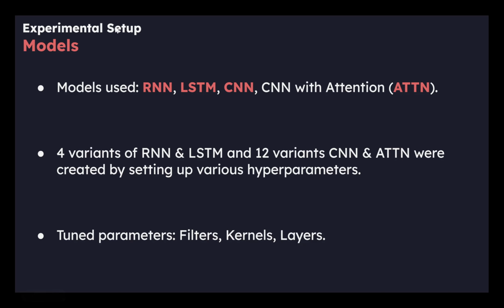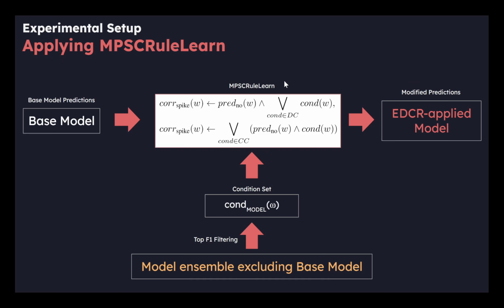And here is how we use those together in our experiment. So here's our flow. We first have one of the model variants produce its own set of predictions, and we would use that as the base model. Then we form a model ensemble which excludes that base model, and this ensemble would then produce its own set of predictions, which we'll use as conditions after applying the top F1 filtering, which I mentioned earlier. And now that we have this pruned condition set, we can then learn rules to modify the predictions. And let's see how that turned out.